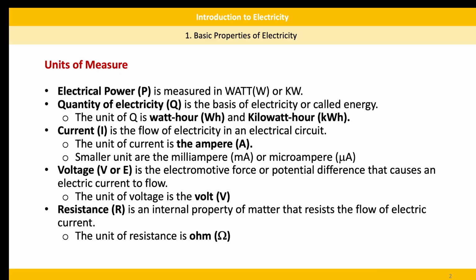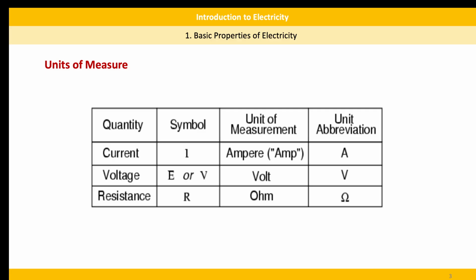And the current I is the flow of electricity in an electrical circuit. The unit of current is the ampere, A. For smaller currents, we use mA, or milliamps. And the voltage, V or E, is the electromotive force or potential difference that causes electrical current to flow. The unit of voltage is the volt. Resistance is an internal property of matter that resists the flow of electrical current. The unit is the ohm.